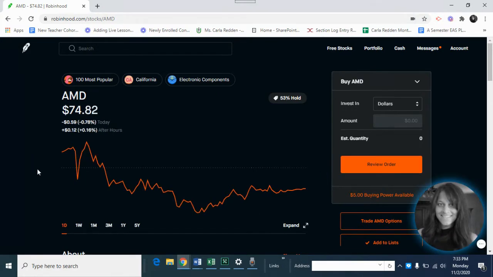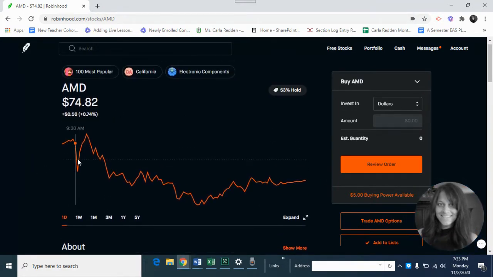All right. So you'll notice that first they give you the ticker or the name of the stock. They give you the price of the stock that it's currently trading at. And then also they'll say, hey, this is how much the stock price has gone up or down today. And then after hours, they'll also show you if the price has moved up or down as well.